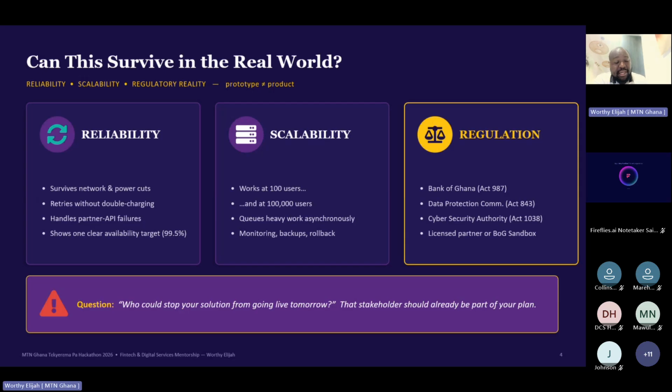How will you monitor the service, the backups, and then the rollback? These are all questions that you have to answer. Now, when you are becoming big, issues of regulation will come in, where you have to deal with the Data Protection Commission, the Cybersecurity Authority, the BOG, and other stuff.